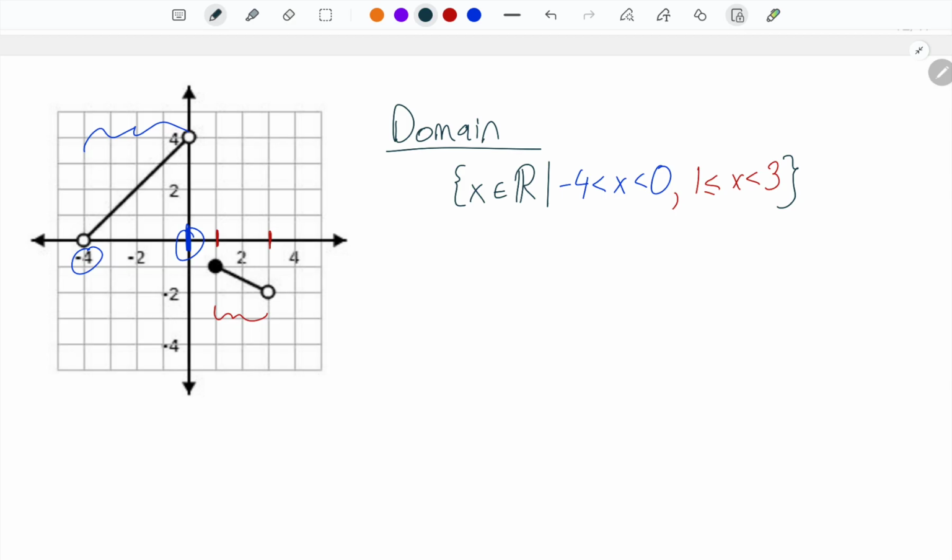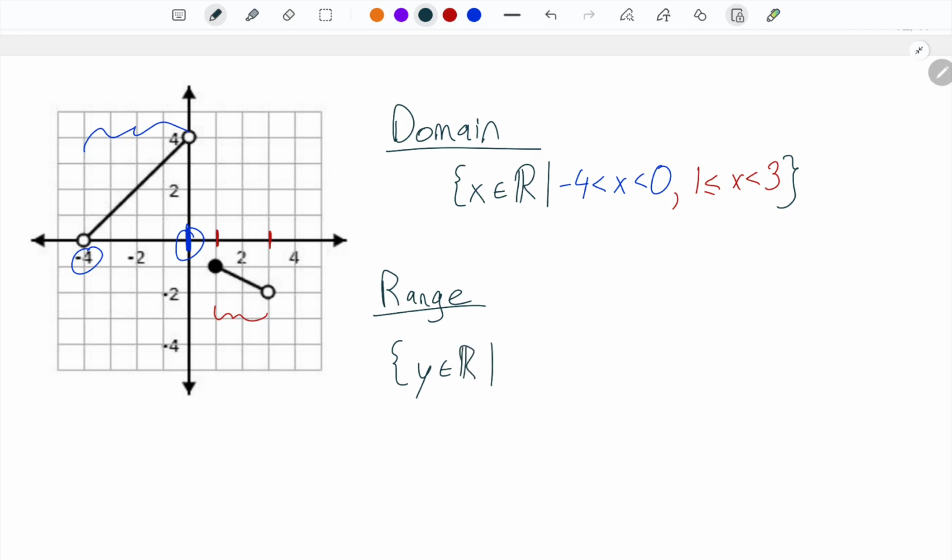And so that is the second piece, but all of that goes together as a single domain. So what that is telling us is we could be any x value between -4 to 0, which is that first piece, or from 1 to 3. And that covers all the possible x values that are covered in the graph. And the range is going to tell us what possible y values are covered. So in the same way, you can think of the pieces and what is covered in those pieces.